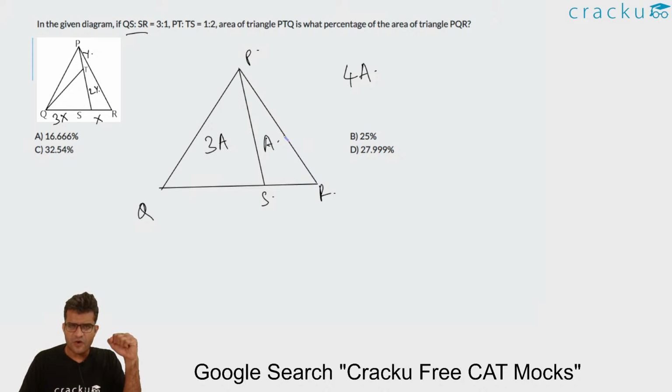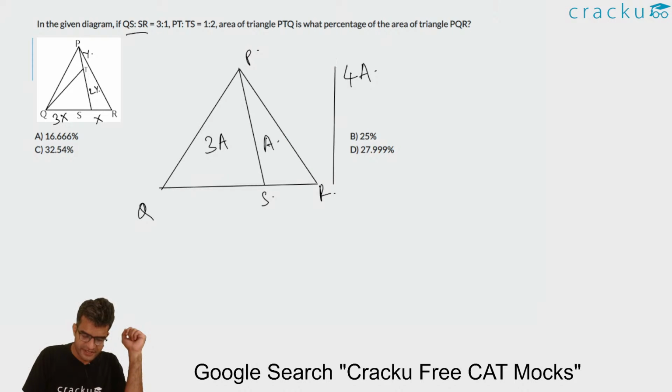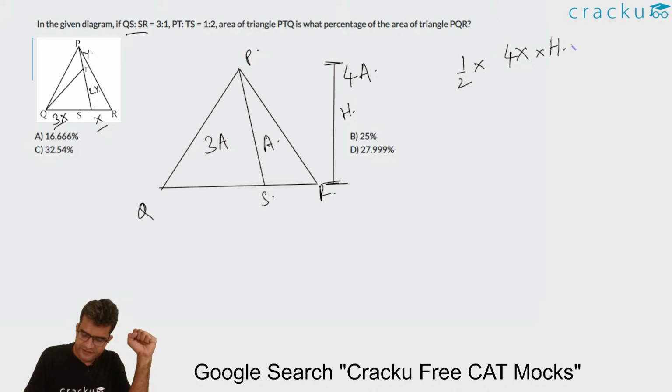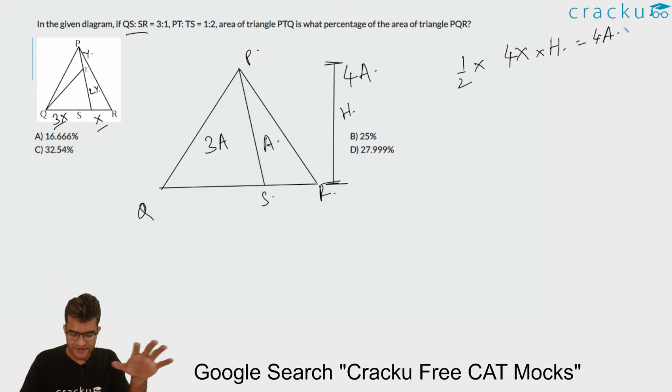If you assume that the altitude from P to QR is say h, that is, if you are drawing the height from P to QS, and this is equal to h, the area of PQR will be half into the base, which is say 3x plus x, that is 4x, into the height. This is equal to 4A. This is the overall area of triangle PQR.